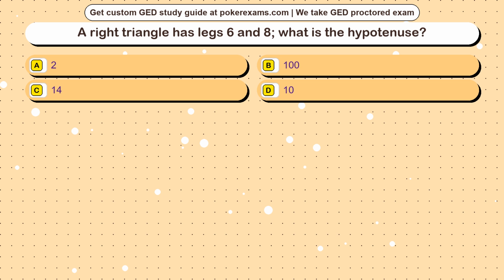Question 19. A right triangle has legs 6 and 8. What is the hypotenuse? Option A, 2. Option B, 100. Option C, 14. Option D, 10.